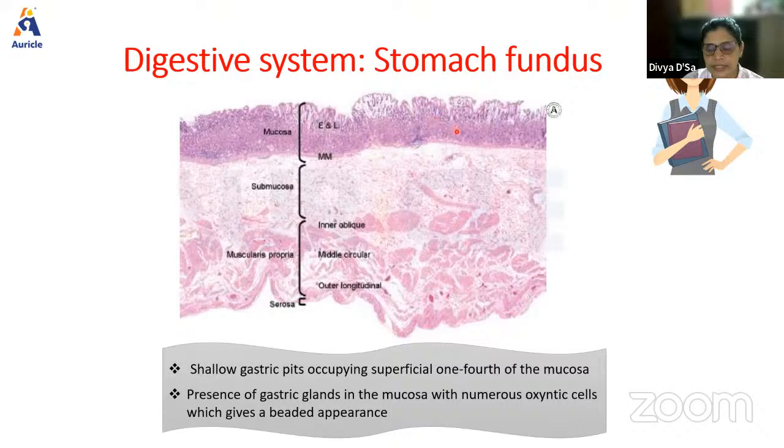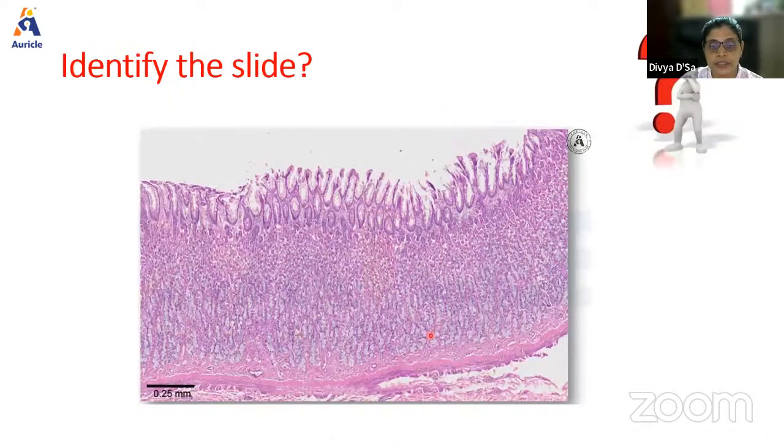All these are gastric glands. So gastric glands will have different types of cells. Okay, parietal cells, oxyntic cells, mucous neck cells, then enterochromaffin cells. So these are the cells which are present in the gastric glands. And these gastric glands, because of the presence of all these different types of cells, give kind of a beaded appearance, which you can see here. Okay, this is the beaded appearance it gives.